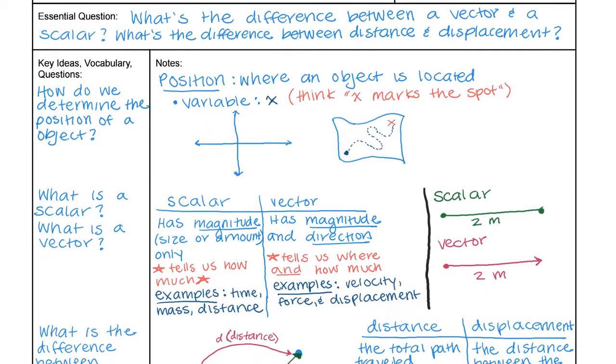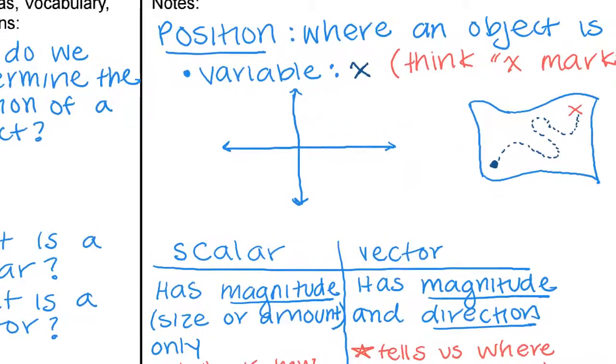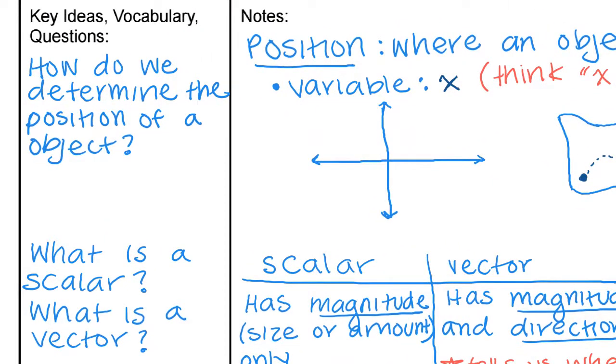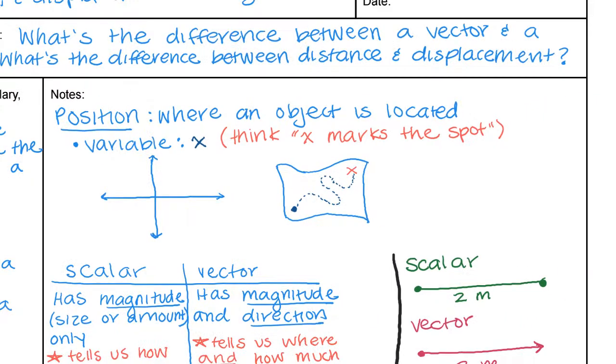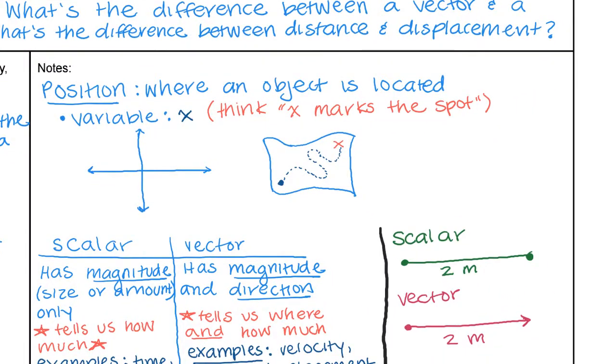All right, let's move on to chapter 1 of our notes. The first question we're going to be answering is, how do we determine the position of an object? Well, let's first define what position really means, especially in terms of physics. Position is defined as simply where the object is located. Where is it located in space? This is one of our vocabulary terms for today. So position: where an object is located.